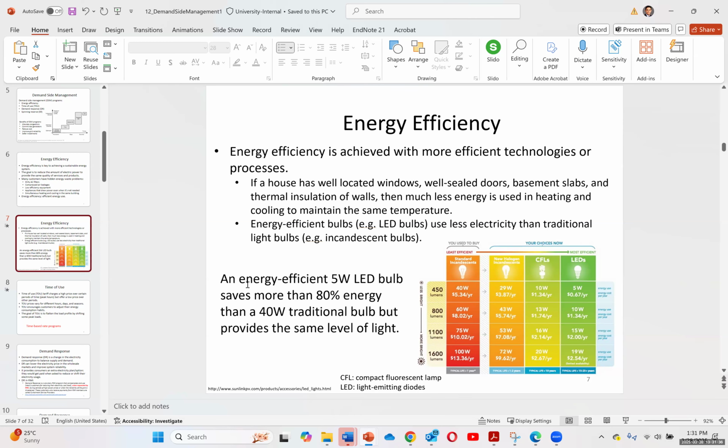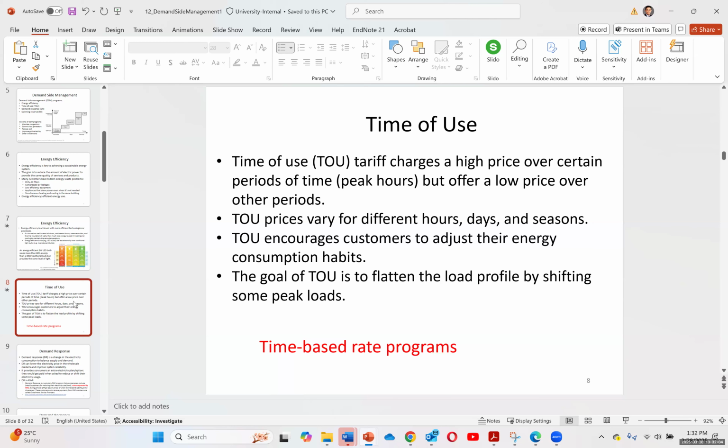So this is an example: an energy efficient 5-watt LED bulb saves more than 80% energy compared to a 40-watt traditional bulb, but provides the same level of light. And lifespan, this is usually 1, 2, or 3 years. This is up to 15 or 25 years. So it's a huge save in both upfront costs and electricity.